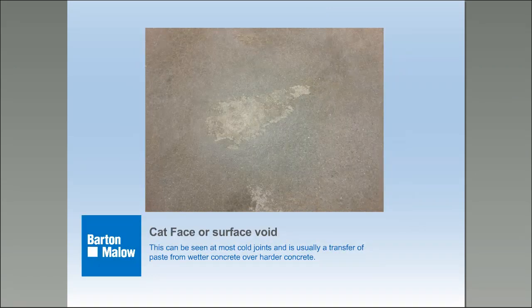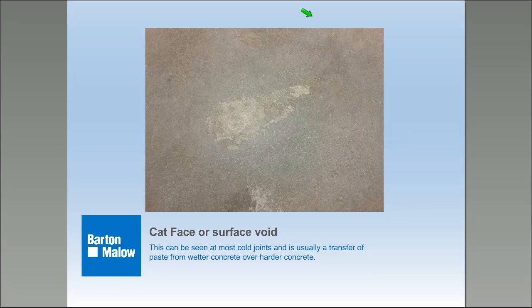Surface voids. This is a cat face. You'll see this around a lot of cold joints. It's where I've got a hotter truck or a tighter truck or a harder truck. The concrete's getting harder on one side of the joint, and it's in a more plastic state on the other. I'm trying to blend the two together, and I take the softer concrete, put it on top of the hard, and try to work it in.